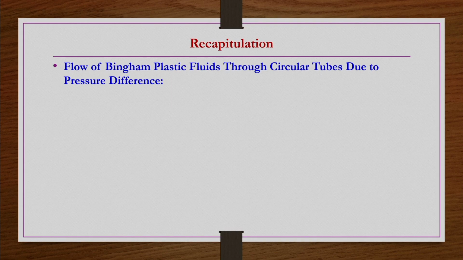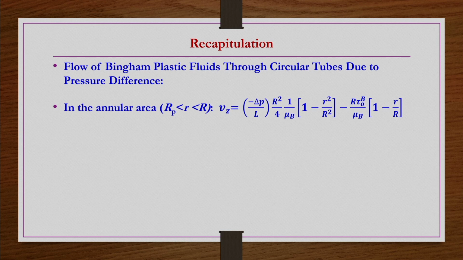However, before going to the details of today's class, we will have a recapitulation of what we have seen in the last class. For flow of Bingham plastic fluids through circular tubes due to pressure difference, following the process we have been using, we get the velocity profile for the annular region, that is between r equals Rp to capital R. This is the region where the deformation of the fluid is taking place.